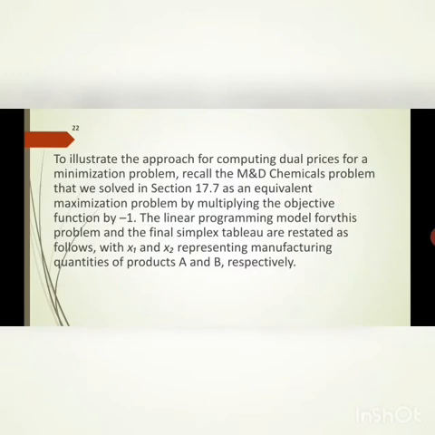Here, to illustrate the approach for computing dual prices for a minimization problem, recall the M&D Chemicals problem that we solved in the previous chapter 17, as an equivalent maximization problem by multiplying the objective function by -1. The linear programming model for this problem and the final simplex tableau are restated as follows, with x sub 1 and x sub 2 representing the manufacturing quantities of products A and B respectively.